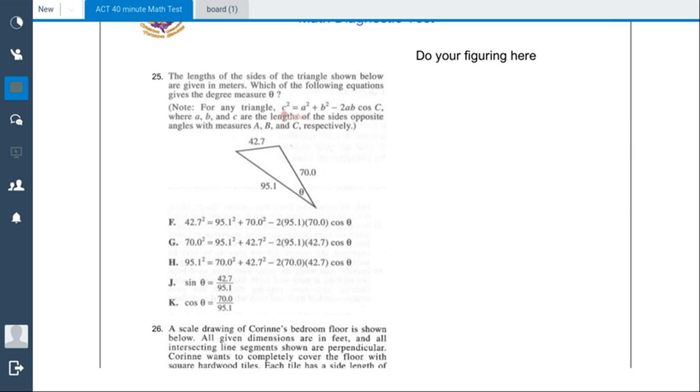Again, you don't have to do any math with this because they already give you the equation. You're just substituting in. You're doing it from this angle, so your C side would be opposite the angle, so that's C. And this would be A, and that would be B. And so when you substitute in to that equation, you get F.